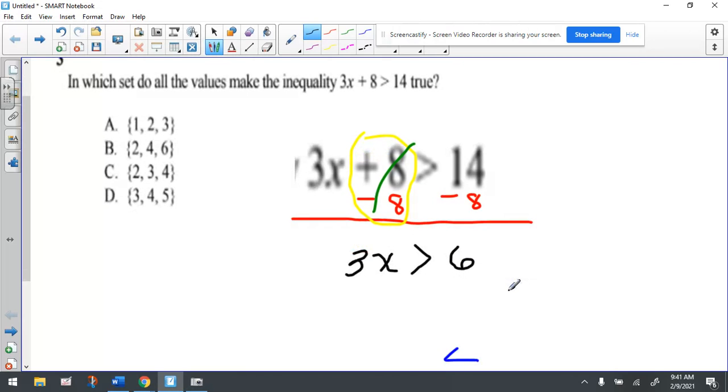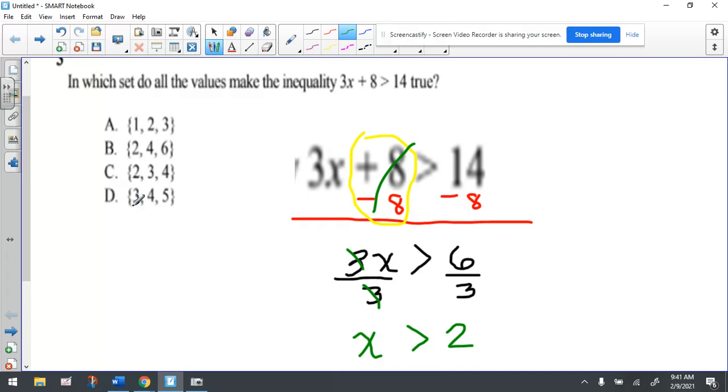All right, when we get to this point, now we're looking at 3 times some number, which we're calling x, is greater than 6. What's the opposite of multiply a variable by 3? It would be to divide it by 3. So we're going to show division using the fraction bar, and we're going to write the 3 underneath both sides to keep it balanced. If we simplify 3 divided by 3, we get 1, and 1 times x would give us x. So x would be greater than, if we simplify this, 6 divided by 3 would give us 2.